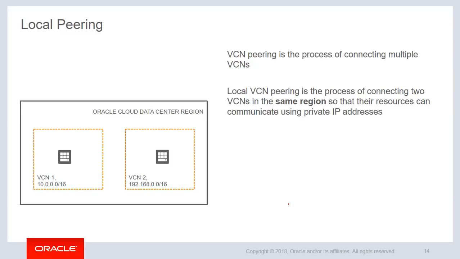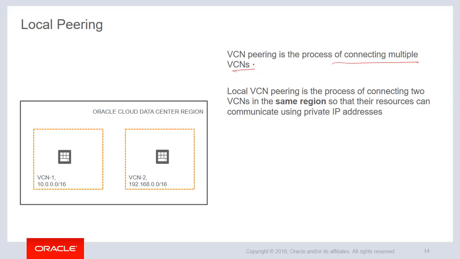Okay, so we looked into the 4 different kinds of gateways. Let's look into peering now. There are 2 kinds of peering which are possible in OCI today. Peering is the process of connecting multiple VCNs, and you can imagine scenarios where you need various VCNs for isolation, for security, for management, but you still want instances within those VCNs to communicate with each other.